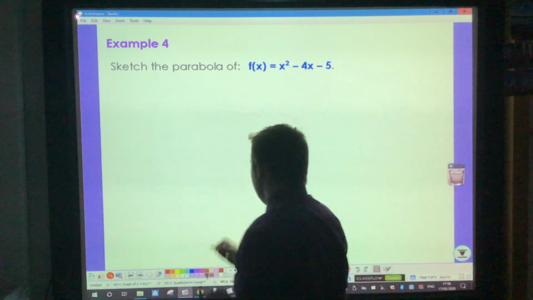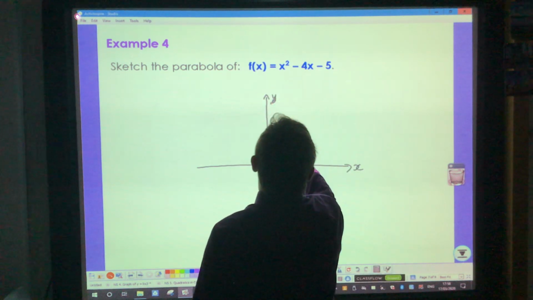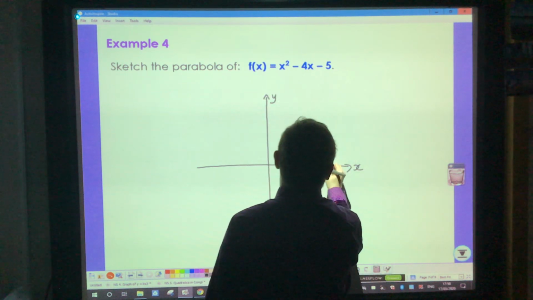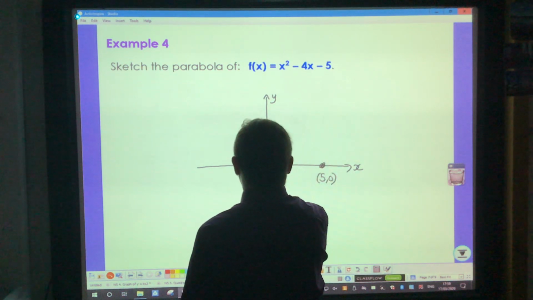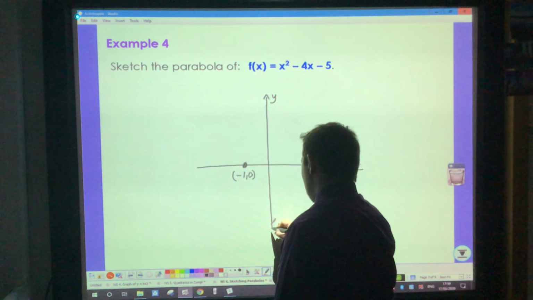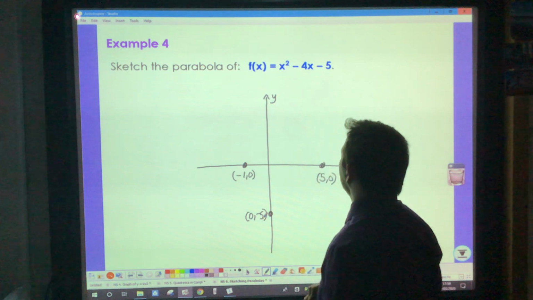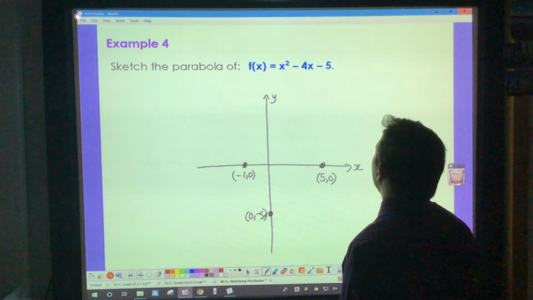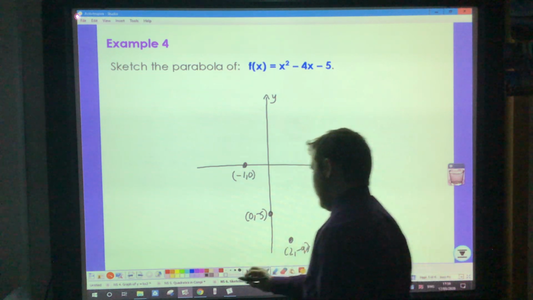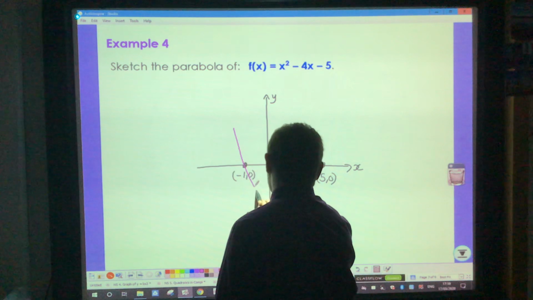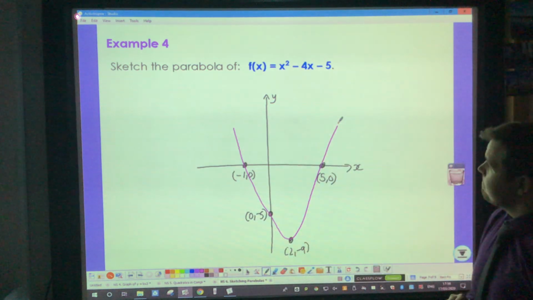Okay, the graph here is going to be, the roots are going to be (5, 0) and (-1, 0) when you factorise. The y-intercept is going to be (0, -5), and your turning point is going to be (2, -9). And then when you draw that, again, go through all the points, and that's probably the best one I've drawn.